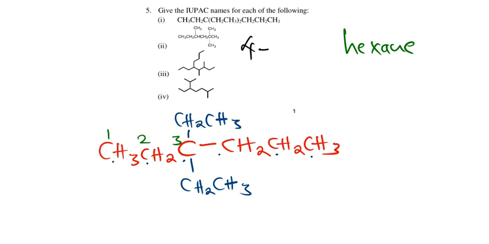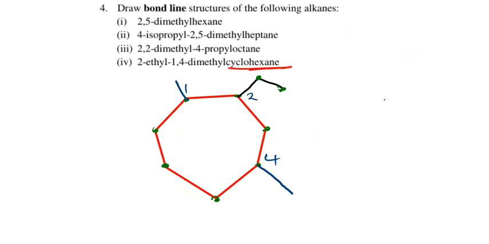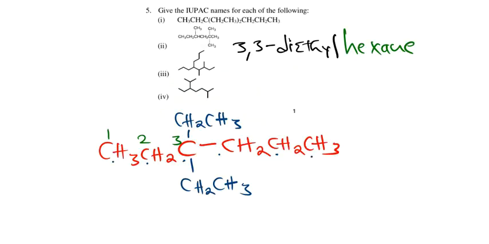How many are they? There are 2. So let me call it position 3. So at position 3, there are 2 of them. I'll say 3, 3, and then I'll call it diethyl hexane. Just as we saw previously, when they're connected in the same position, you put the number twice and then put the prefix to illustrate how many they were.